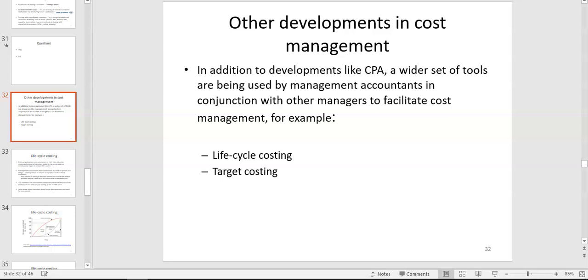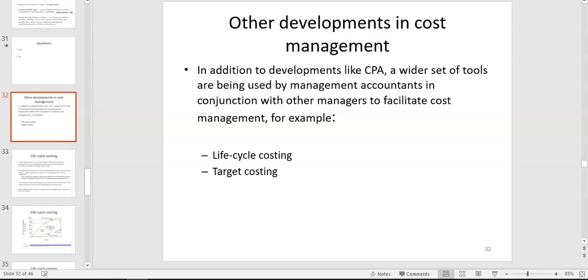In this recording, we're going to continue on and look at another aspect of strategic cost management, particularly the other, more recent developments in cost management. So in addition to customer profitability analysis, management accounting has brought out extra tools or new techniques to help with modern business problems. Two of those we're going to look at with examples here in terms of life cycle costing and target costing.